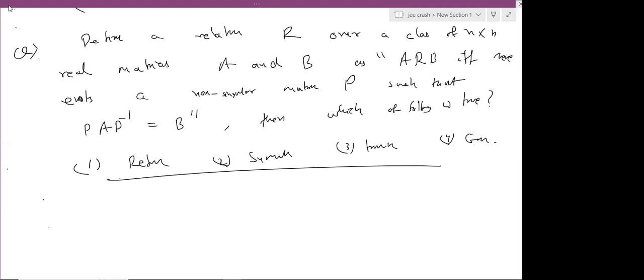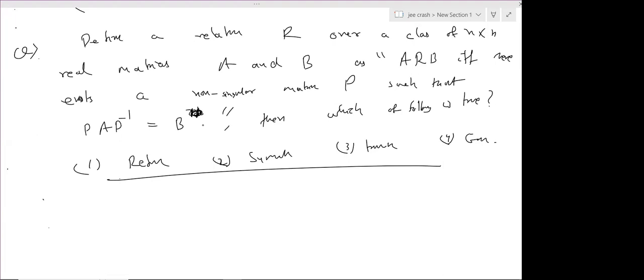So is it B power 11? No, this is a semicolon, like quotes. A related to B if and only if there exists a non-singular matrix P such that P inverse A P equals B.